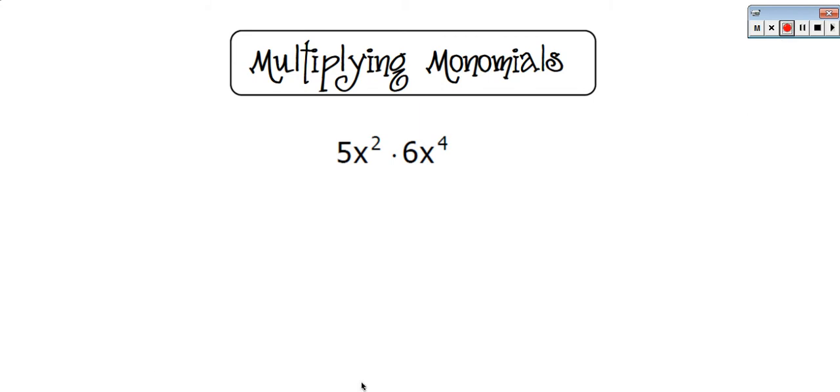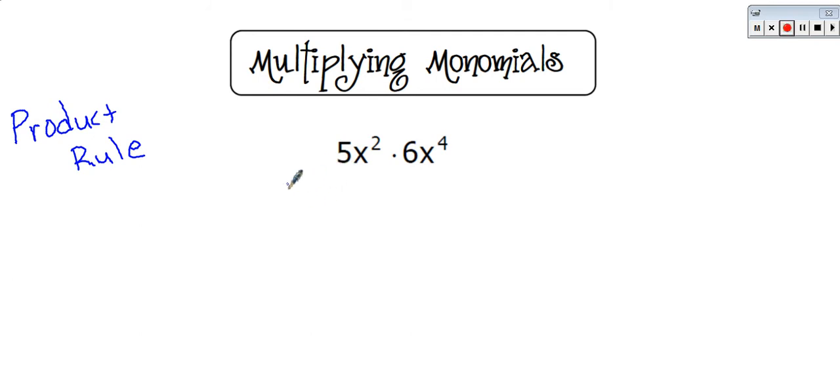In this video, we're going to be looking at something called the product rule. The product rule simply says this. When you multiply something with the same base, you add their exponents. Let's break this problem down and understand why this works.